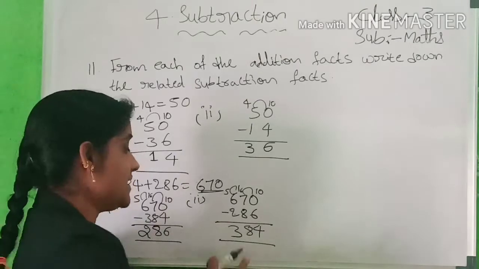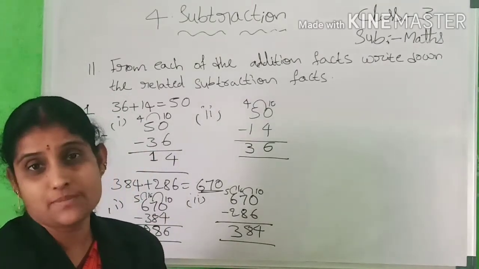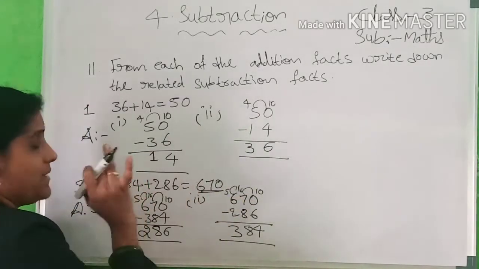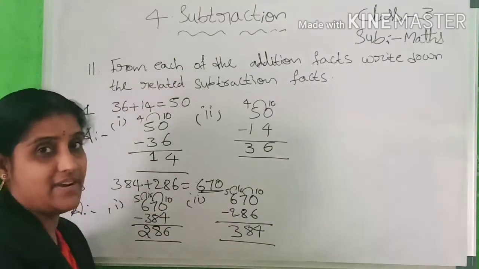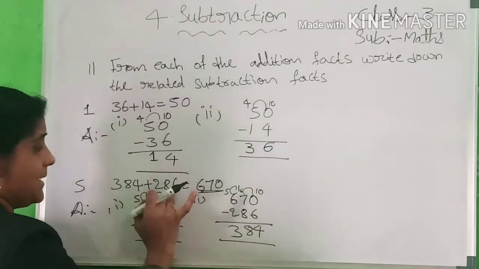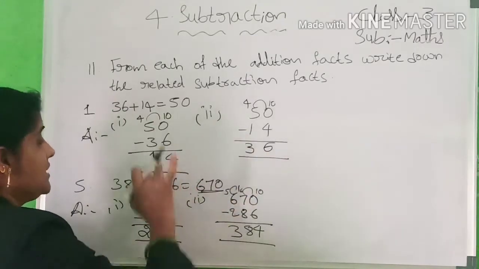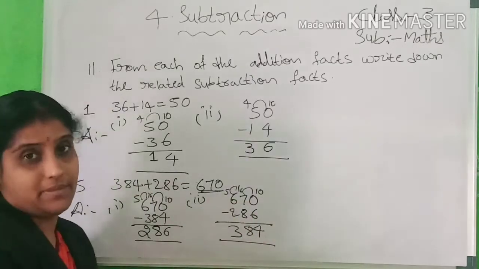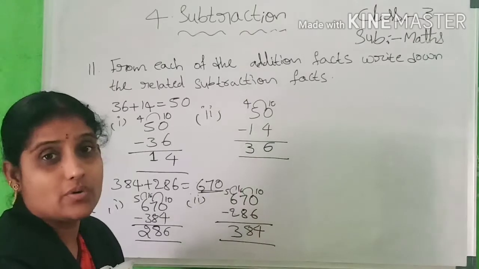384. What is the difference here? 384. What have you observed in this problem? Now, sum to first number subtracting time, 384 from 670 we will get 286. Now, this number removed from this number, the other number is coming. Now, this only we observed here. Now, yes or no? Yes.